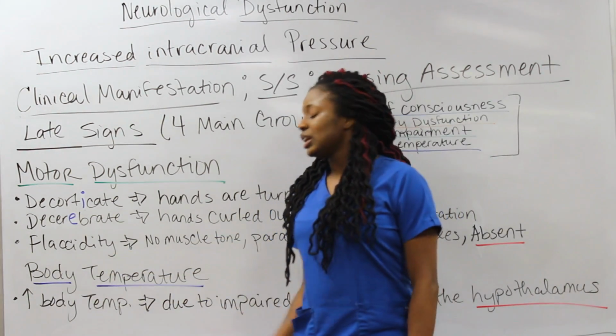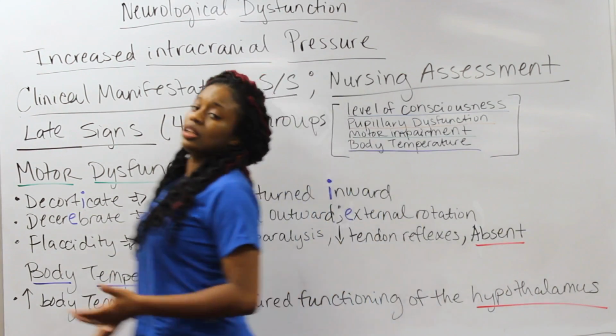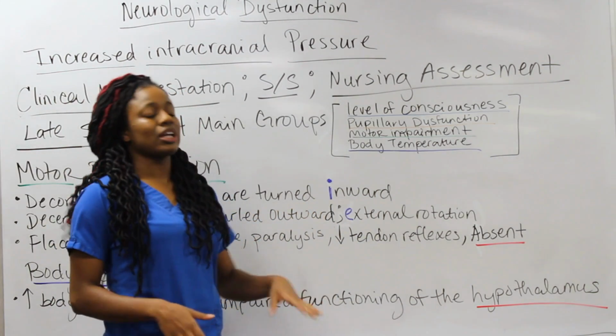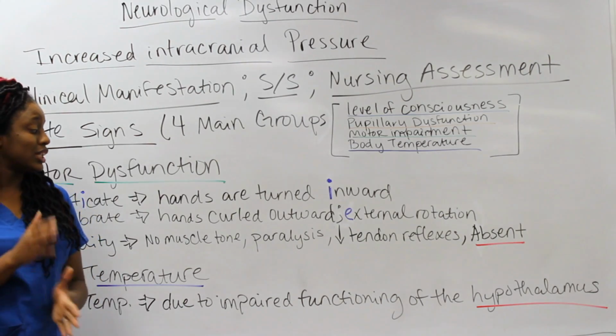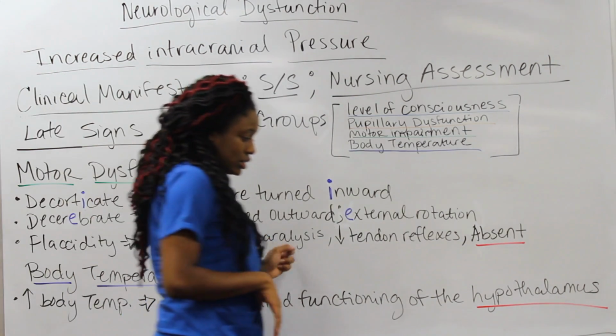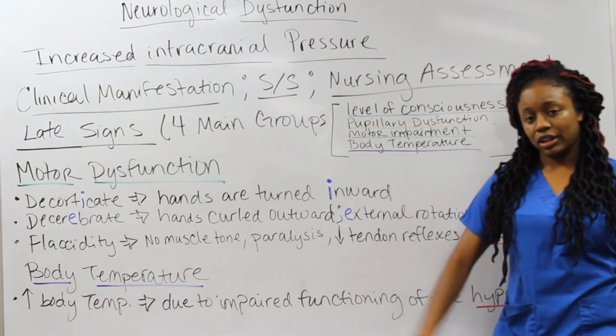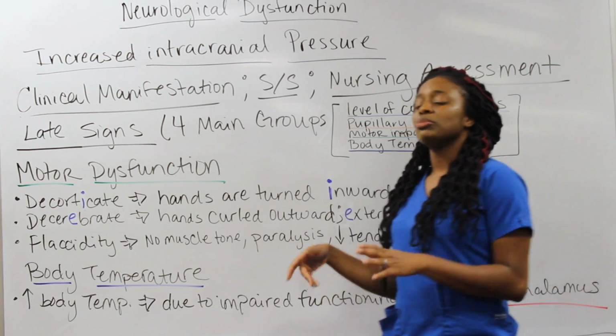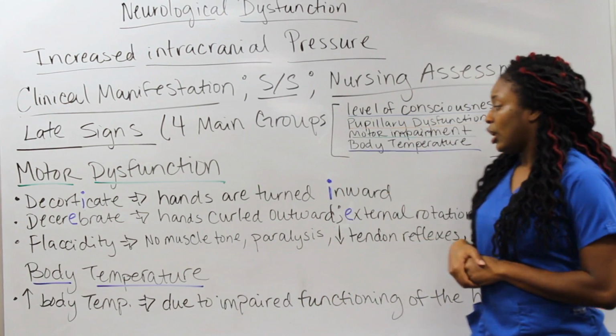And in flaccidity, there is no muscle tone. There is a decrease in tendon reflexes, or they are almost completely absent. That is paralysis. They are paralyzed. There is nothing there. You will see the foot drop. There will be no tone whatsoever.